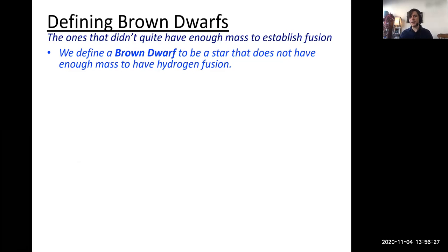So a brown dwarf would be a star, or we'll go ahead and call it a star, that does not have enough mass to have hydrogen fusion ever start in its core. So perhaps I should say a non-star, but a celestial object that's very interesting unto itself. This is going to be the very low mass end of our IMF. How many brown dwarfs are there out there?